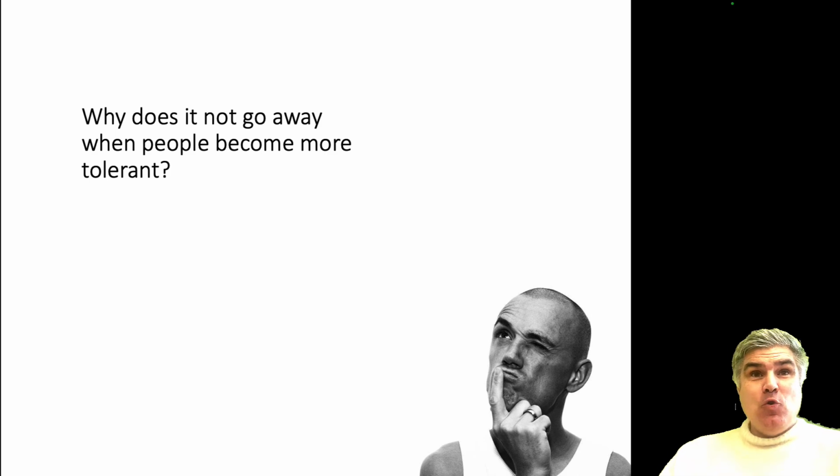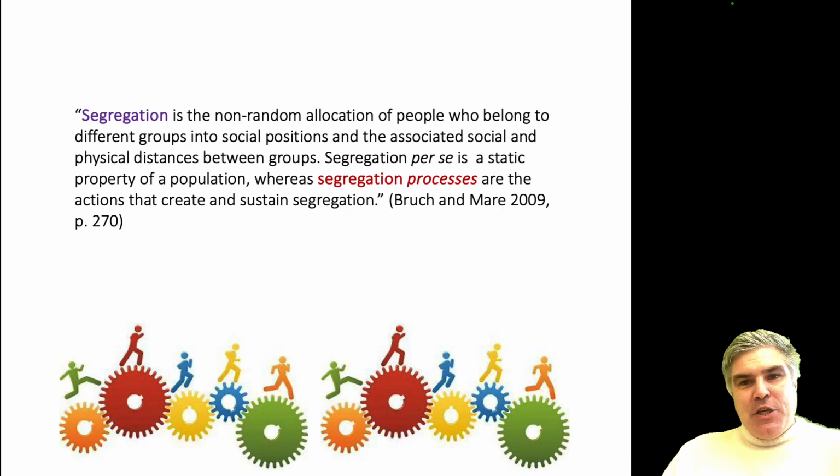Even when people do become more tolerant. First, let's bring in a definition of the segregation process. Let me cite Brook and Mayer. They say segregation is the non-random allocation of people who belong to different groups into social positions and the associated social and physical distance between groups.